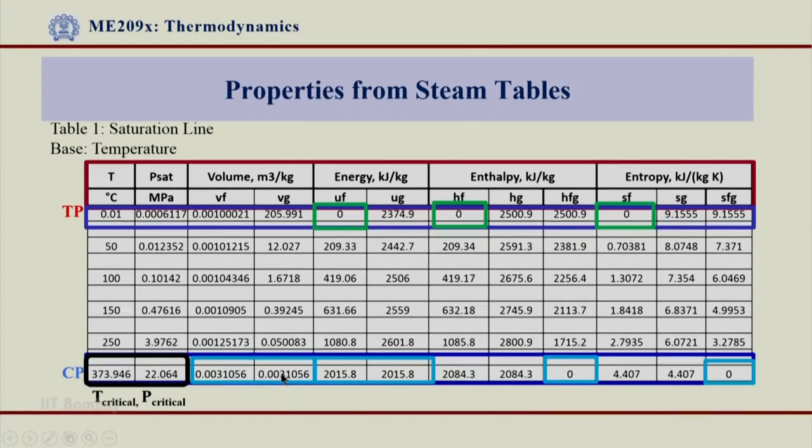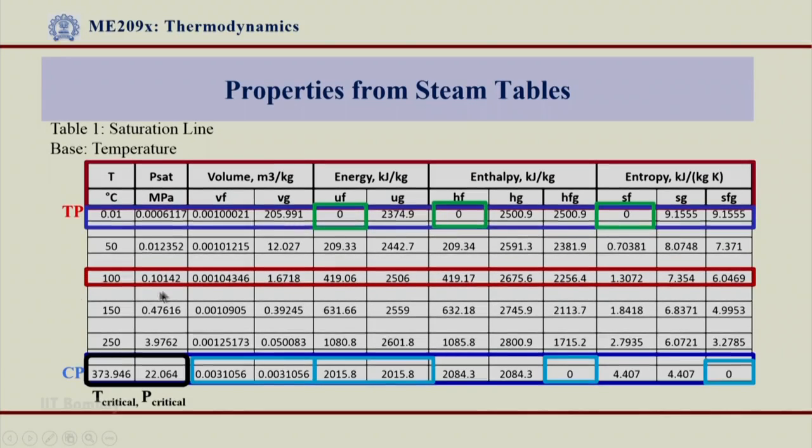When I say Vf is equal to Vg, that means delta V is equal to 0, or Vfg, if I could call it, is also equal to 0. Delta U is equal to 0 because Uf is equal to Ug, and therefore Ufg is equal to 0. Again, for enthalpy you can see Hf is equal to Hg, and therefore Hfg is equal to 0. Similarly, Sf is equal to Sg, and therefore Sfg is equal to 0. So at the critical point, with temperature and pressure being critical temperature and critical pressure, delta V, delta U, Hfg and Sfg are equal to 0.